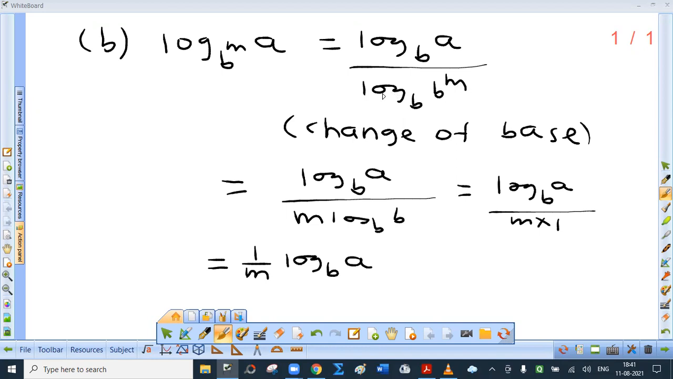Now in the denominator, what is log of b raised to n? n log b. But note that log b to the base b is 1. Why? Logarithm is the power to which base should be raised. b raised to which number is b? b raised to 1 is b. And that is why it is 1 upon n log a to the base b. Right now.